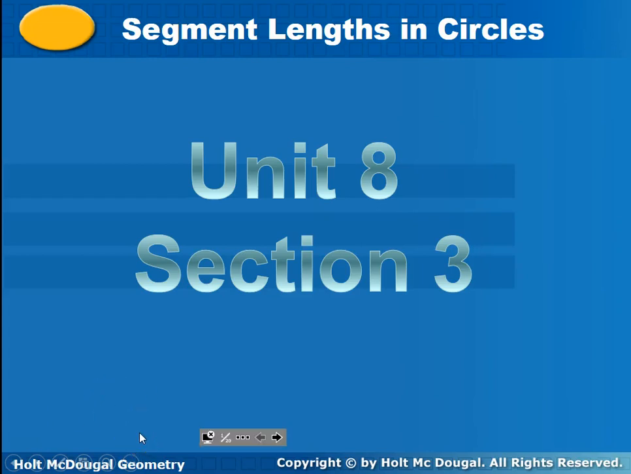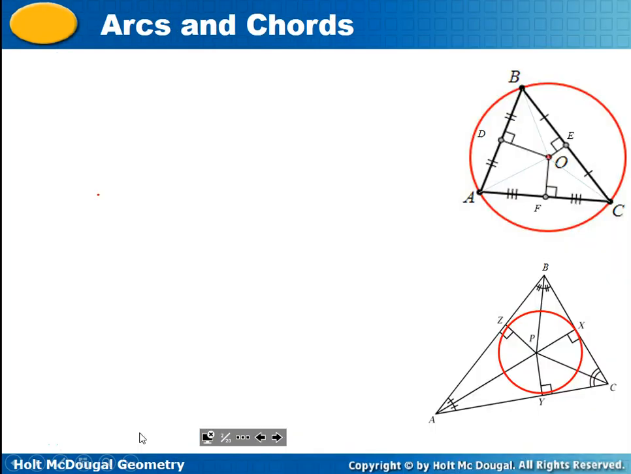So we're moving on with our circles unit. This lesson is going to have to do with segment lengths and circles. But before we do that, let's do a little review here. I want to ask you a couple questions. 1A, what term describes the point in the center of this circle ABC over here on the right?